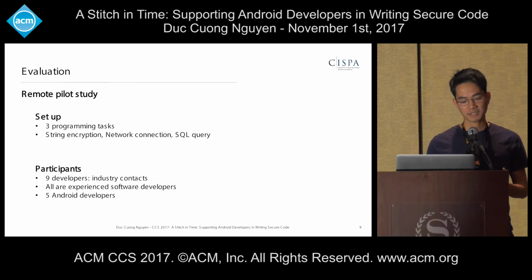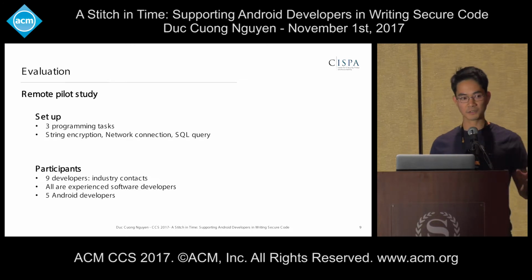So we have recruited 9 participants. They are our industry contacts, and all of them are experienced software developers, while 5 of them are Android developers. After they finished the study, 2 researchers sat and manually examined their solutions. And if they could not come to a final agreement, then a 3rd researcher would join to resolve it. And this is the result.